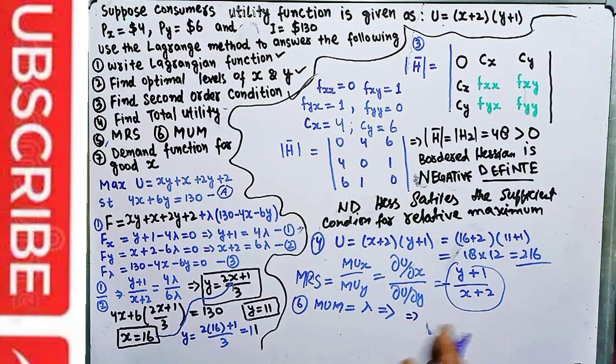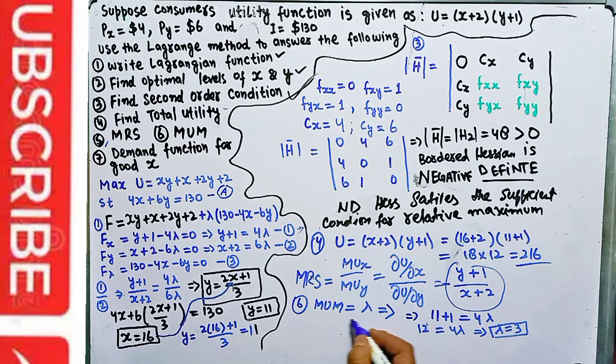So what is the value of y? y is 11, so 11 plus 1 is equal to 4 into lambda. Solving, 11 plus 1 is 12, equal to 4 lambda. Dividing both sides by 4, the value of lambda comes out to be 3. So we got the marginal utility of money equal to 3.